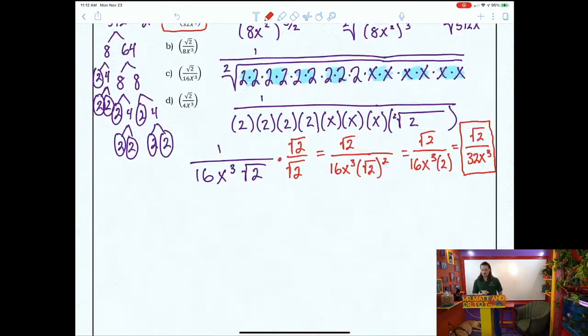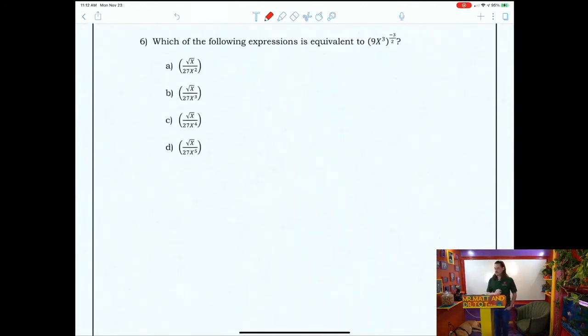And last problem in this drill set B, which of the following expressions is equivalent to the quantity 9x cubed, quantity raised to the negative 3/2 power? So pause the video and attempt that problem, and then watch the solution.